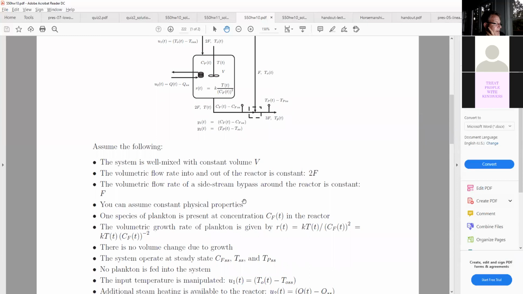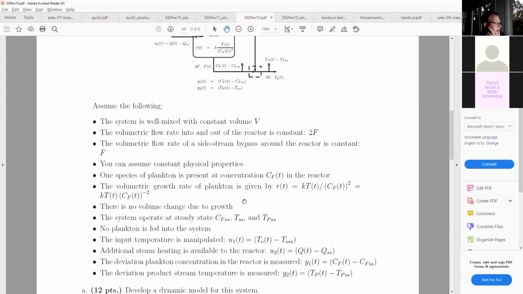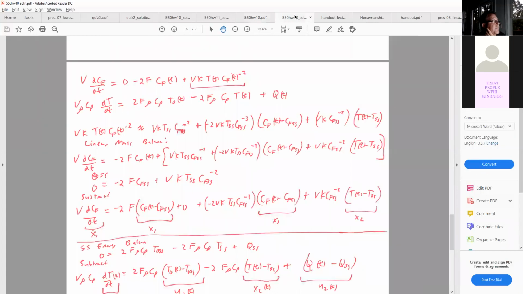There's no concentration coming into the system. So you could write F times C naught, but I just put a 0 in there. So we're doing a balance on the concentration of plankton in this case. Flow in, there's no flow in, there's a flow out. It said it was 2F, and then we're growing it, so that's the reaction rate to grow it.